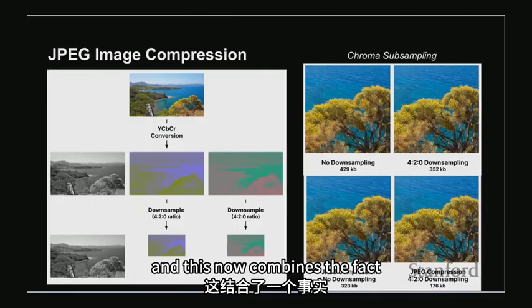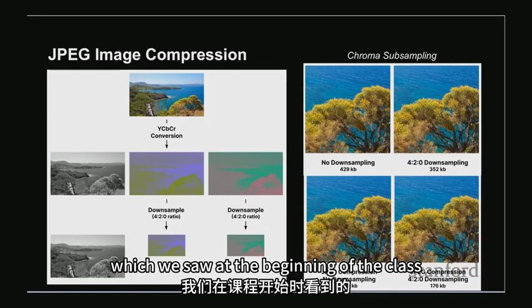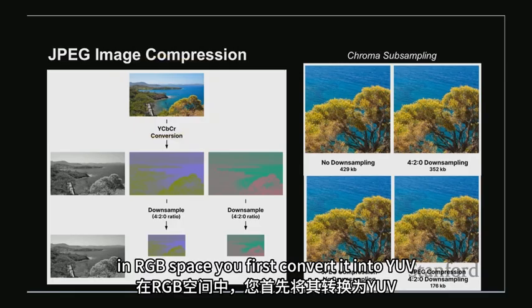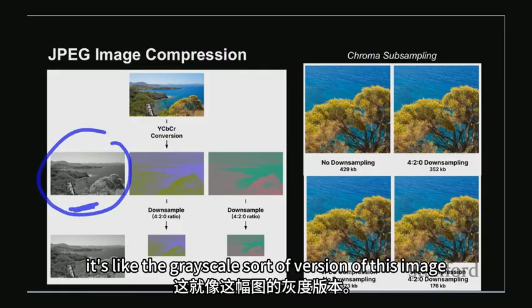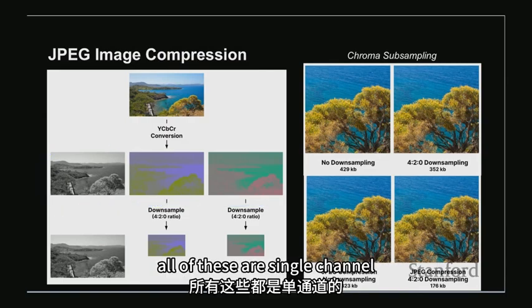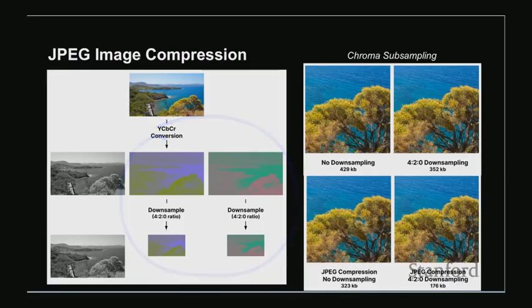And this now combines the subsampling idea which we saw at the beginning of the class. Let's say this is your image in RGB space. You first convert it into YUV. You can see the Y is like the grayscale version of this image. These two contain some color information. So all of these are single channel. And then you selectively downsample just the chroma channels.